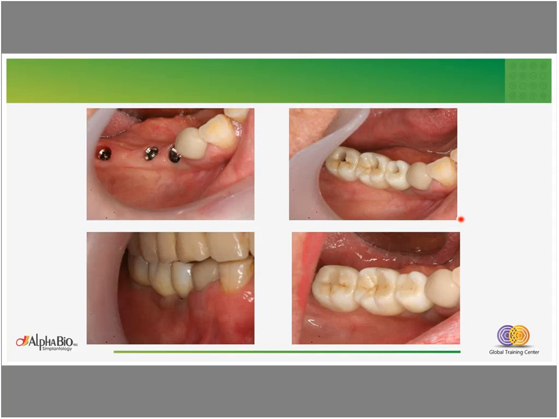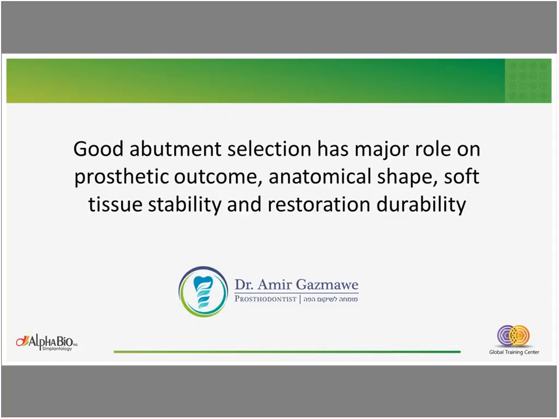To summarize this lecture, good abutment selection has a major role in prosthetic outcome. The anatomical shape, soft tissue stability, and restoration durability are influenced by the shape of the abutment and by the selection of the connection, which has a very good advantage for the screw-retained restoration.